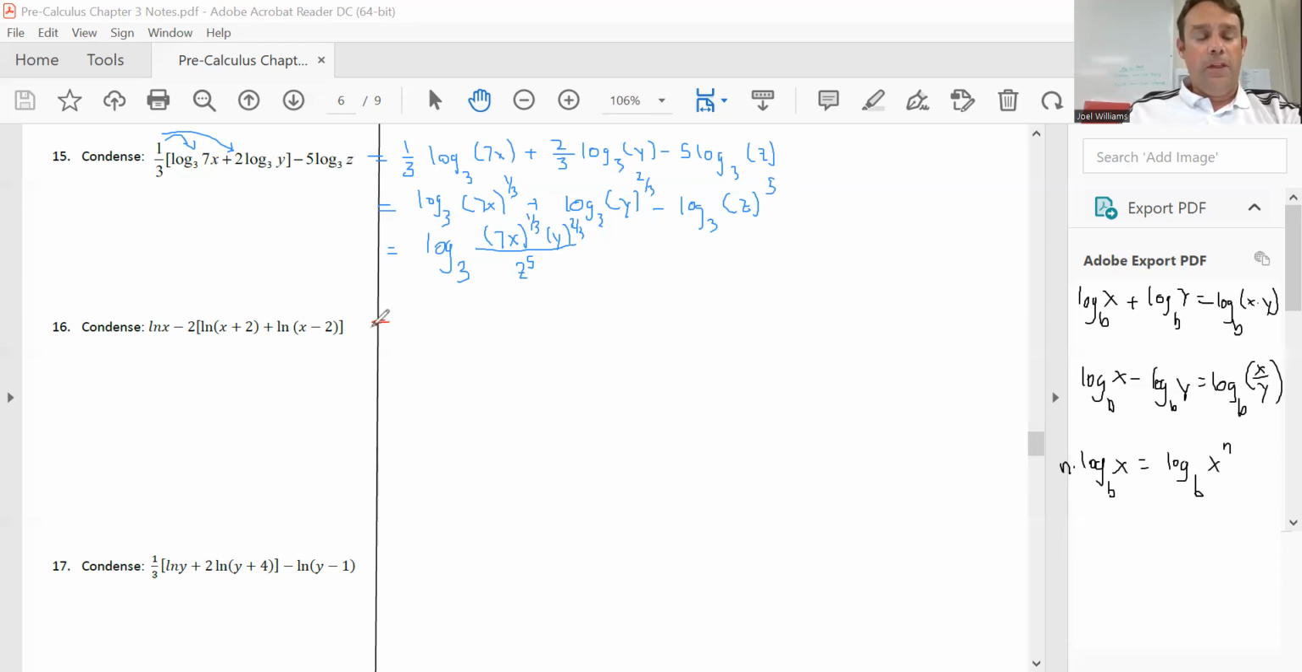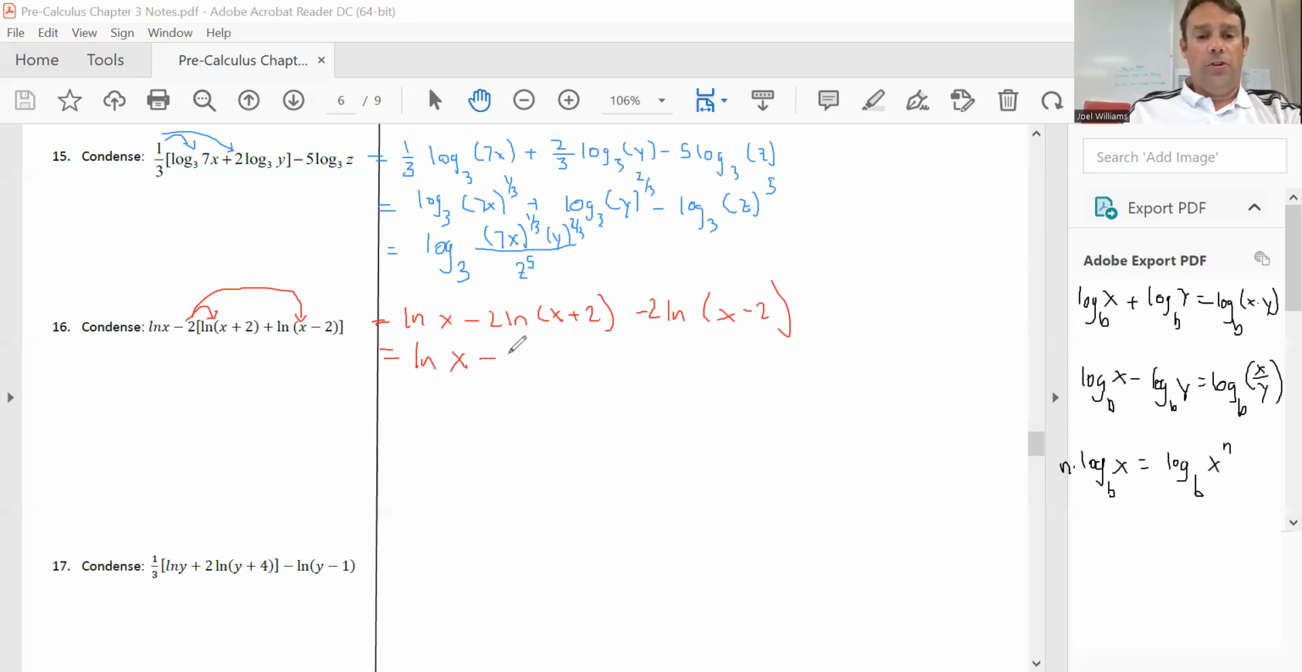Here we go. Again, I see that -2 there, so I'm going to start off and distribute those logs in here. So that's -2 natural log of x plus 2. Once I distribute it into there, I'm also going to distribute it into here. So that's a -2 natural log of x minus 2. Just like that. And now all those numbers in front become exponents.